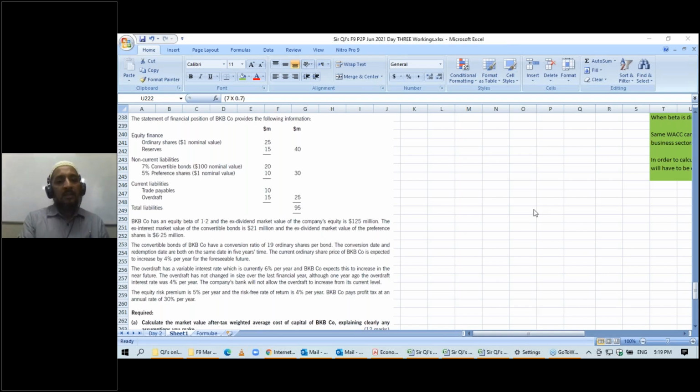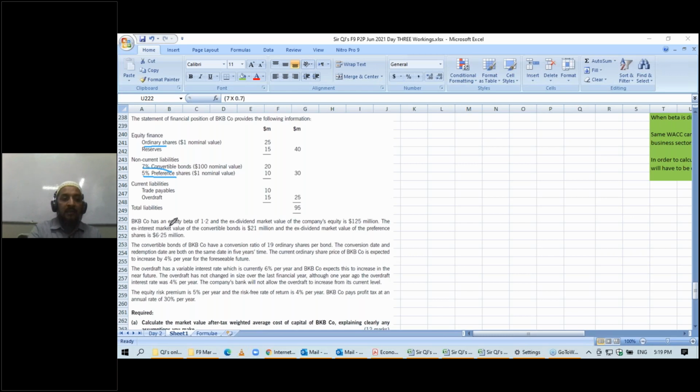Okay, so let's start doing this question, students. This question has various sources of finance. Let me highlight some important points in the beginning. One of the finances is ordinary shares. Second is convertible bonds, 7% convertible bonds, and 5% preference shares. So these three items are there as sources of finance.